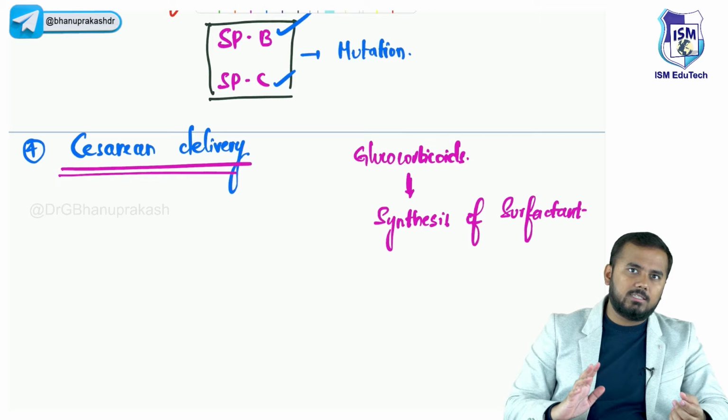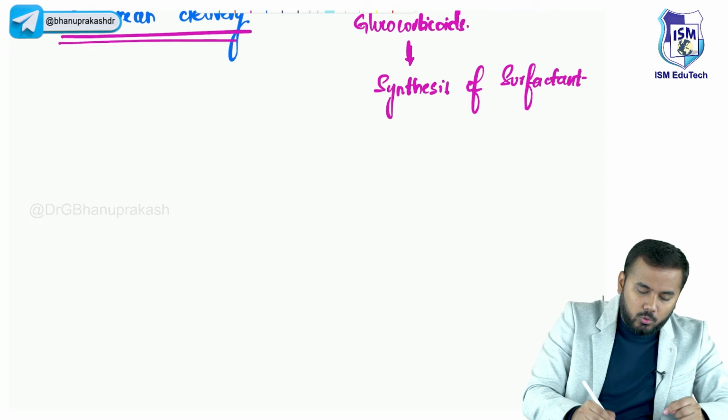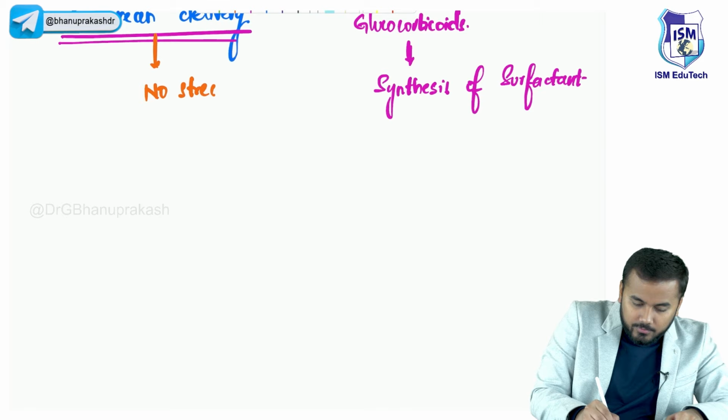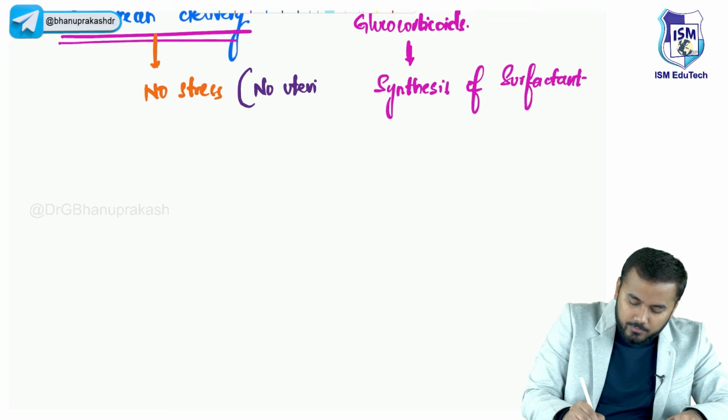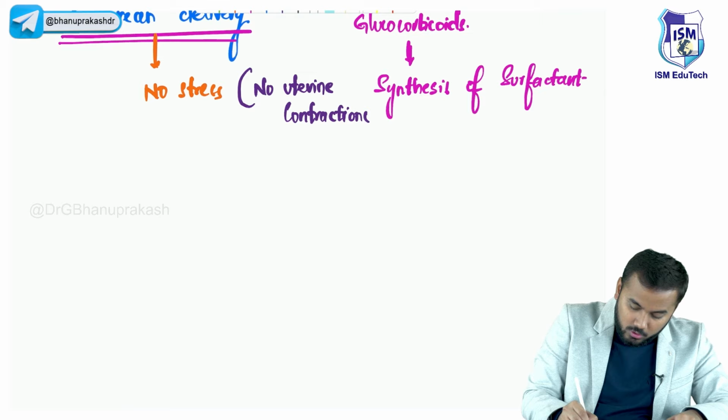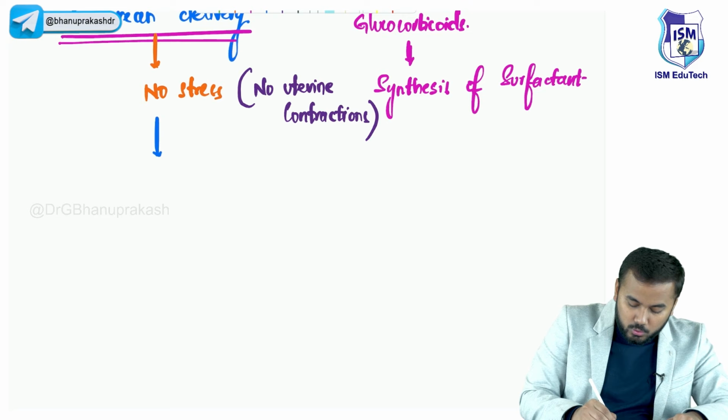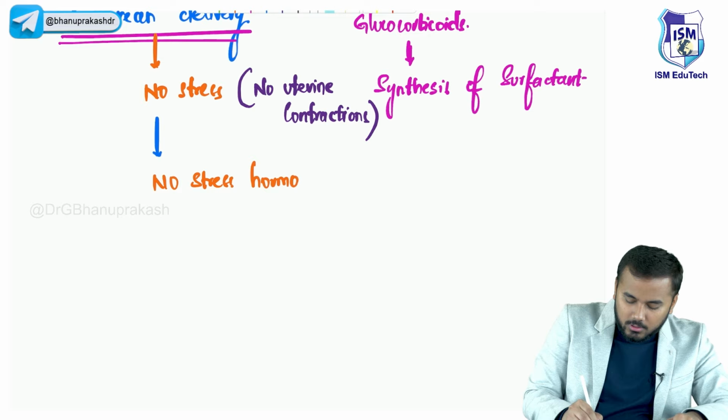Okay? So, let us write down whatever we have told. In cesarean section, what is happening is that there is no stress. No stress, what does that mean? There are no uterine contractions. So, whenever there are no uterine contractions, whenever there is no stress, obviously no stress hormone is released.